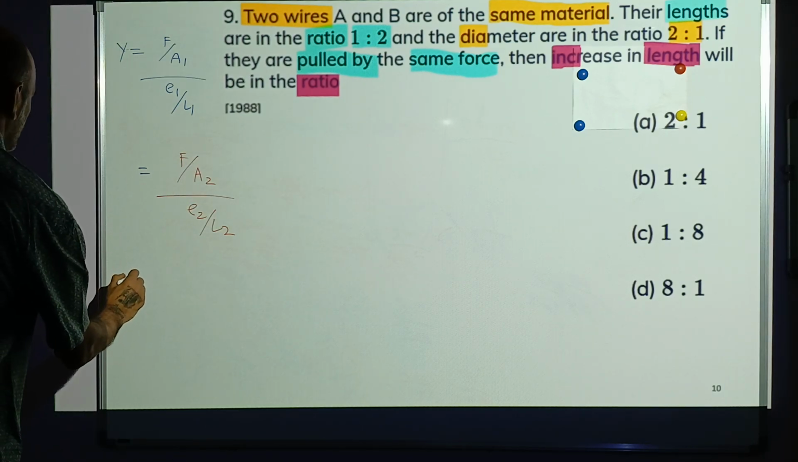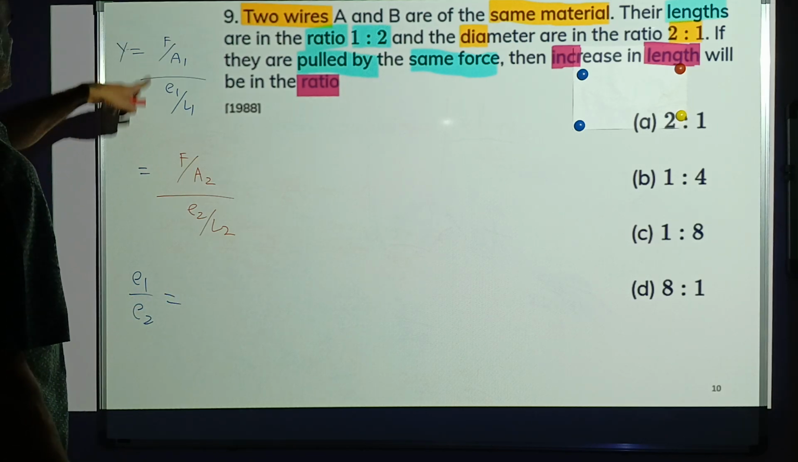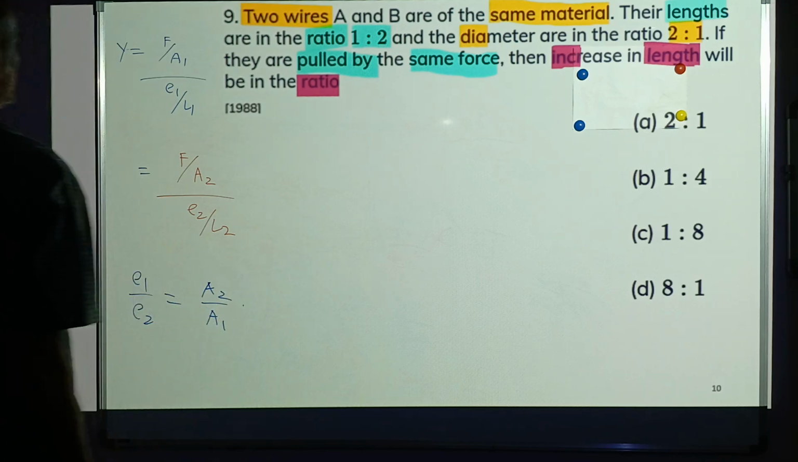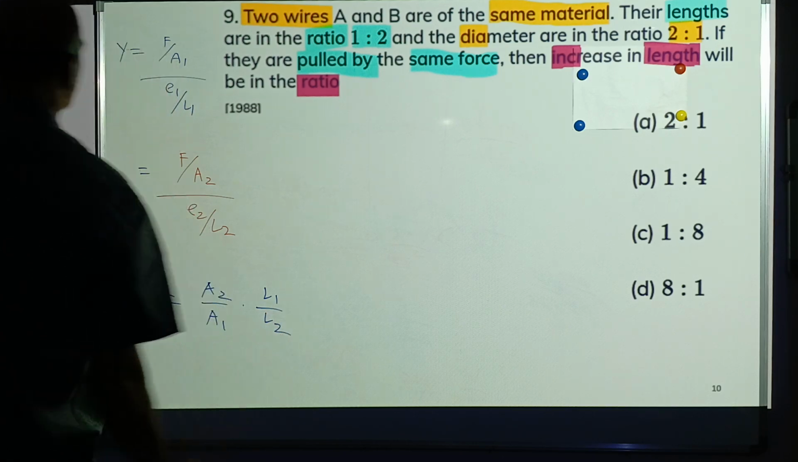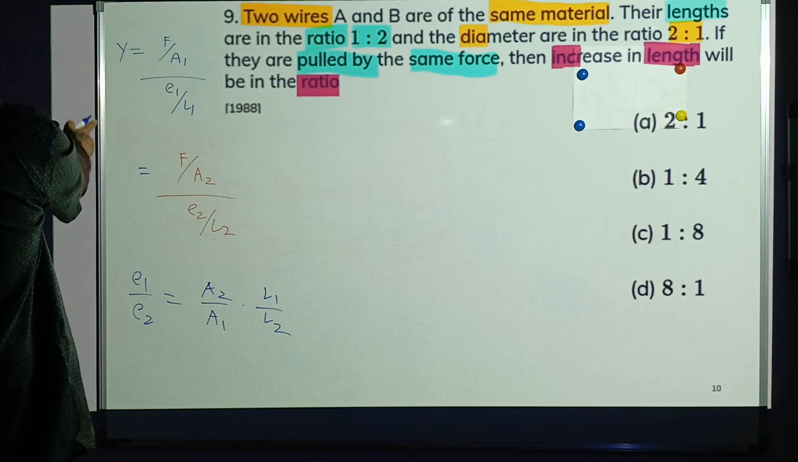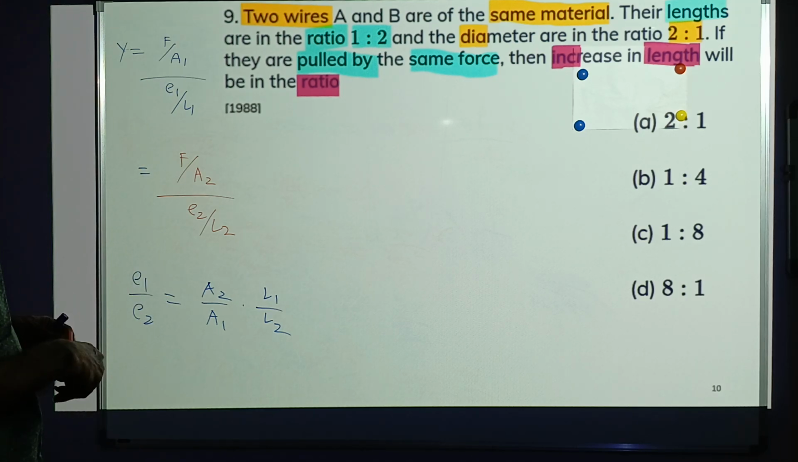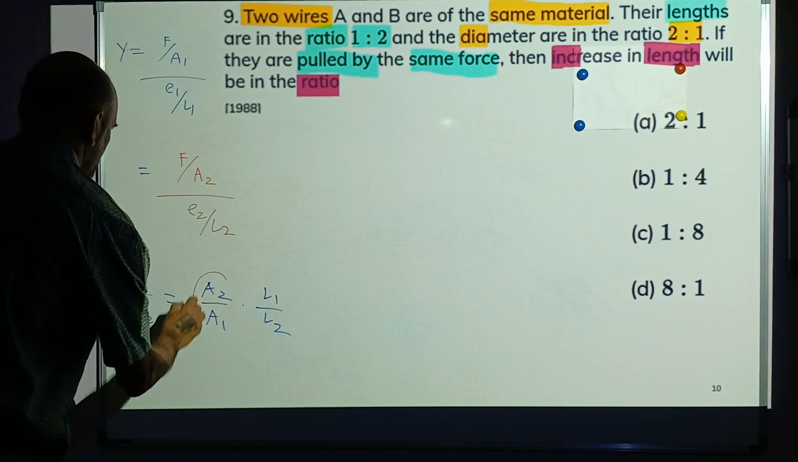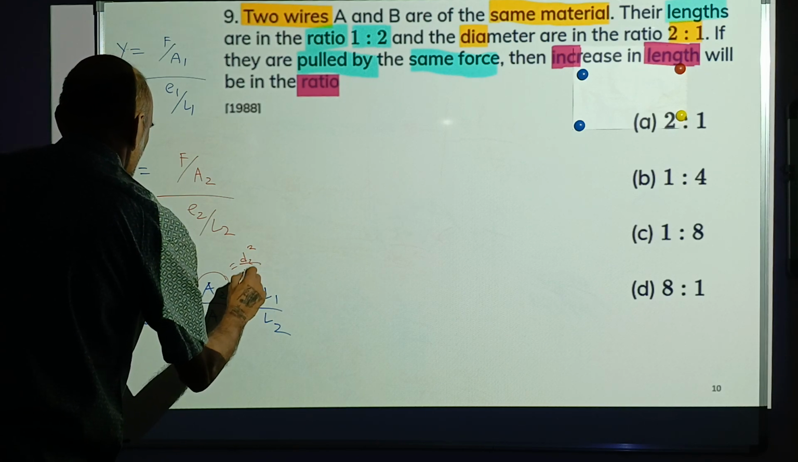So E1 by E2, F will cancel, will become A2 by A1, and then L1 will go up, L1 by L2. F will cancel, Y will cancel, E is going this side, so A and L are there, so only this much. And area ratio is same as the square of the diameters. Area is pi by 4 d square, so this is nothing but d2 square by d1 square.